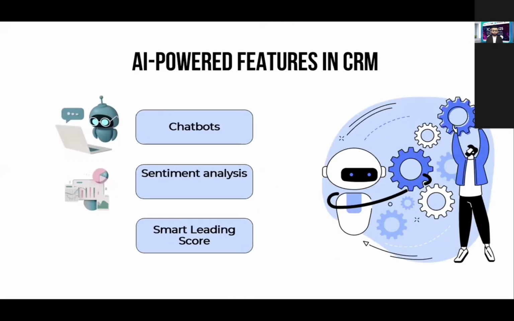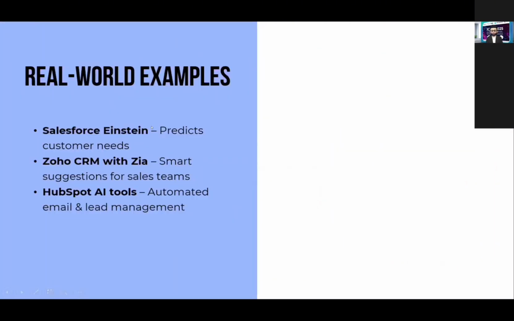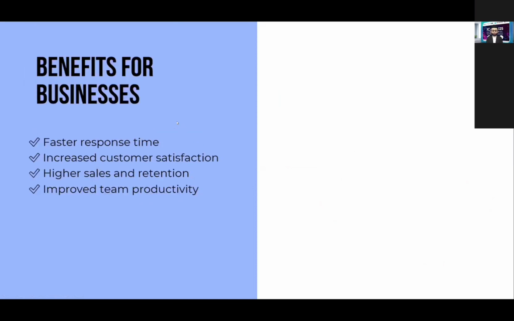Then AI-powered features in CRM. Some cool AI-powered features in CRM systems include chatbots that offer instant support 24/7, sentiment analysis that detects customer mood from messages, and smart lead scoring that helps to prioritize the most promising leads. All of these features work together to enhance customer satisfaction and increase sales. Then benefits for business: faster response time, increased customer satisfaction, higher sales and retention, improved team productivity.